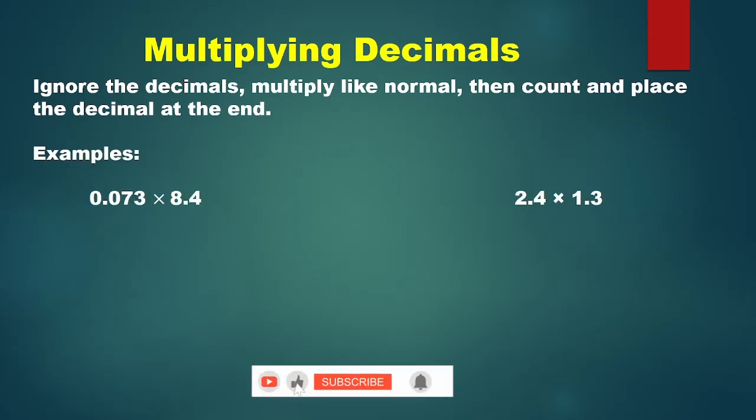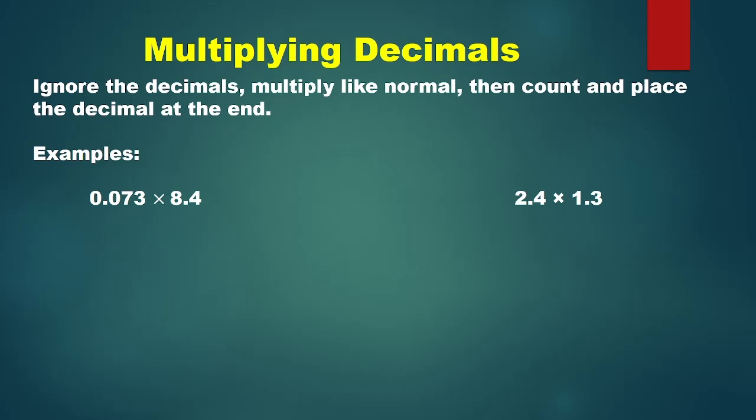Let's take some examples. If you want to multiply a decimal by another decimal, like the rule says, firstly, you ignore the decimal. So if I ignore the decimal here, it's just the same thing as 73 multiplied by 84. So I remove the decimal point. 0073 is just 73 and 84 is 84. Now I will do my multiplication.